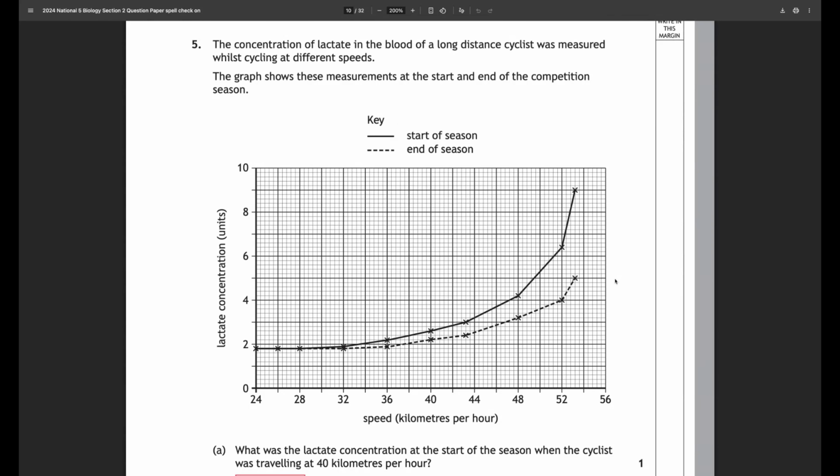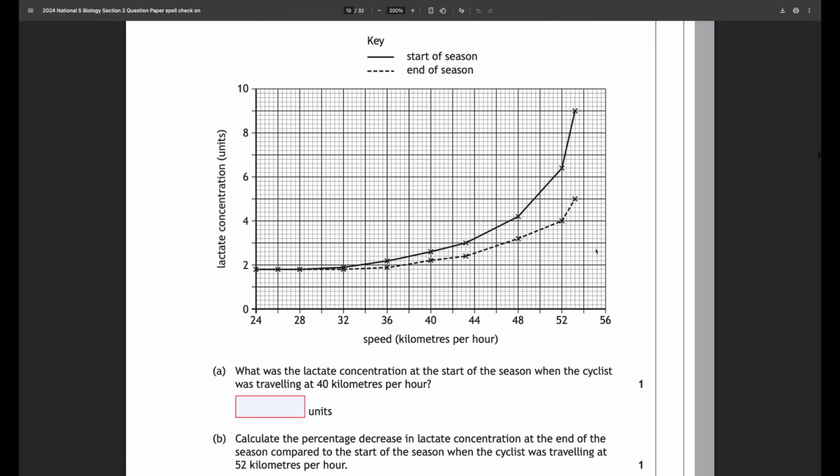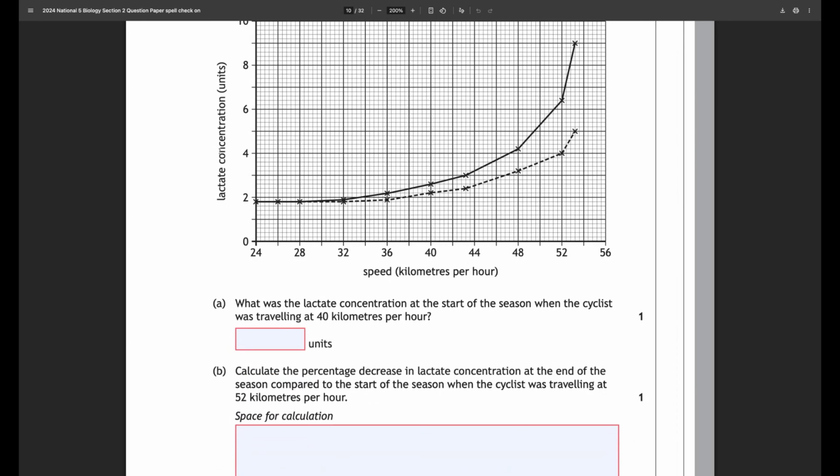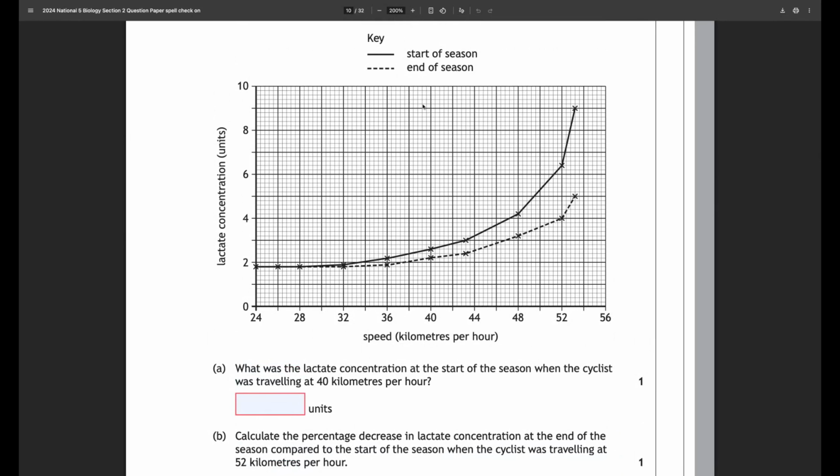The concentration of lactate in the blood of a long-distance cyclist was measured while they were cycling at different speeds. The graph shows these measurements at the start and the end of the competition season. Okay, perfecto. We've got the lactate concentration up the side here, and the speed that they were cycling, and the start and the end of the season. And we can see the start of the season has got a slightly greater upward curve, especially at those higher speeds, compared to the end of the season. So anyway, we'll see what the questions are asking us.